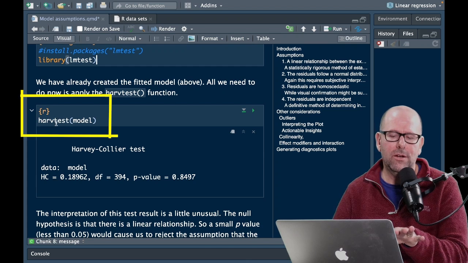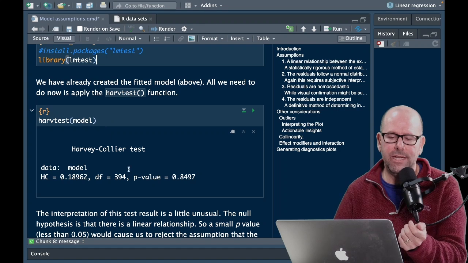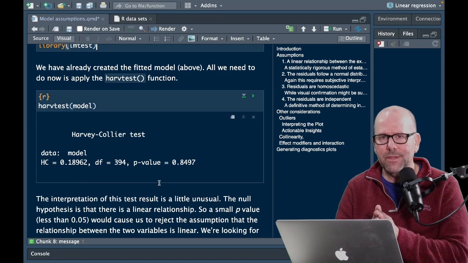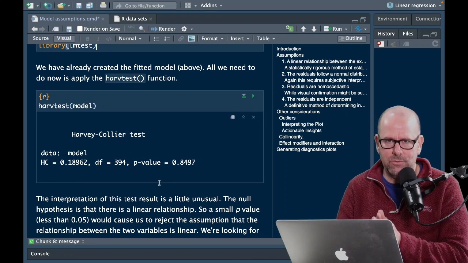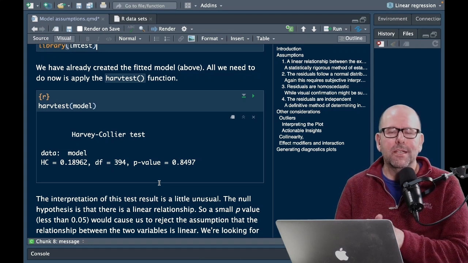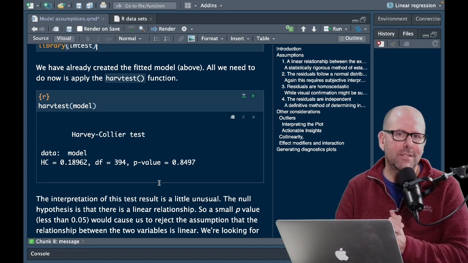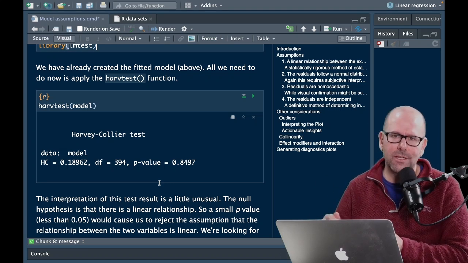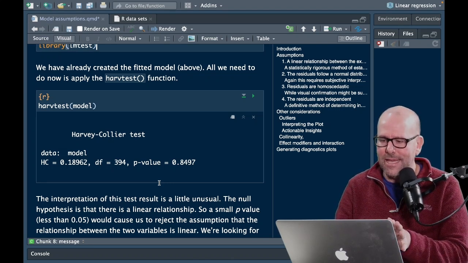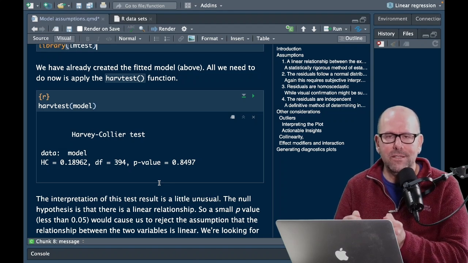It's harvtest, and in parentheses, the argument you put in is the model that you've already created, and out comes this output. Now, here's something that I want you to pay attention to, because this is where you could get tripped up. Usually in statistics, we're wanting a small p-value, right? Because the null hypothesis is sort of the opposite of what we're trying to establish. And if it's a small p-value, we can exclude the null hypothesis and accept the alternative. With this and a couple of the other tests we're going to look at right now, the null hypothesis is actually the thing that we're interested in.